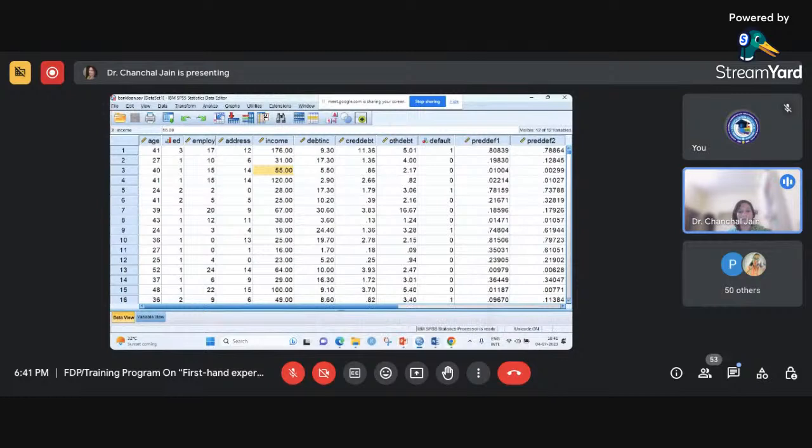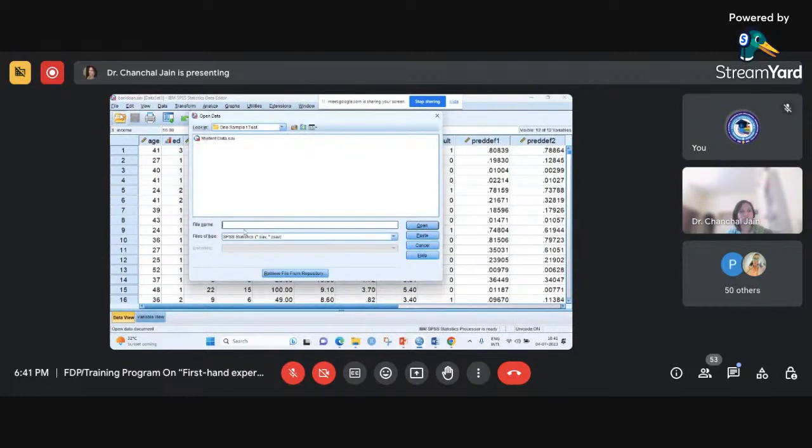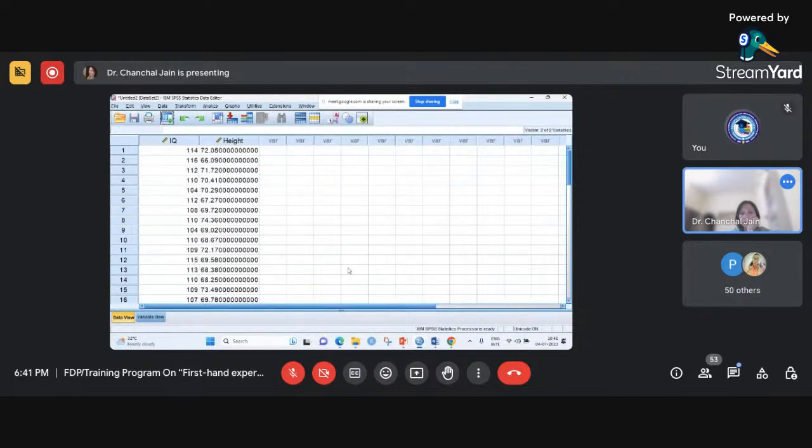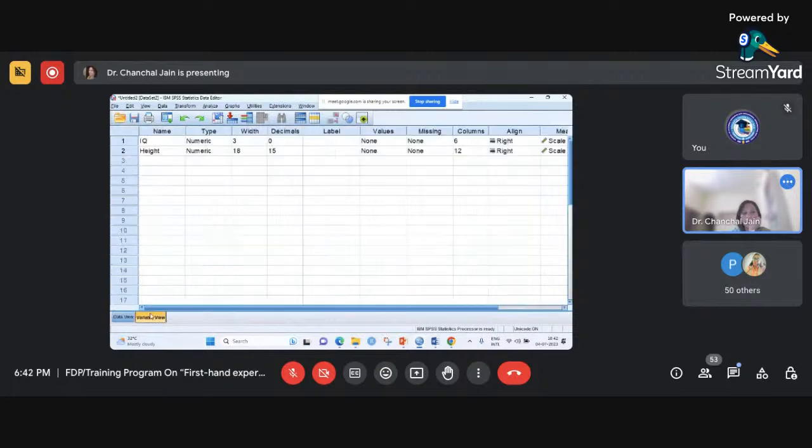Okay, I think my data has not opened yet. It is taking some time. Now you can see, I need to open this particular sheet. In that there is data of IQ and height. So I suggest you open this particular worksheet. I think 2-3 worksheets are there in that particular file. You need to go with the first sheet, one sample t-test, right? And then you can press OK. Once you press OK, you will see the data in the data view of your SPSS, right?